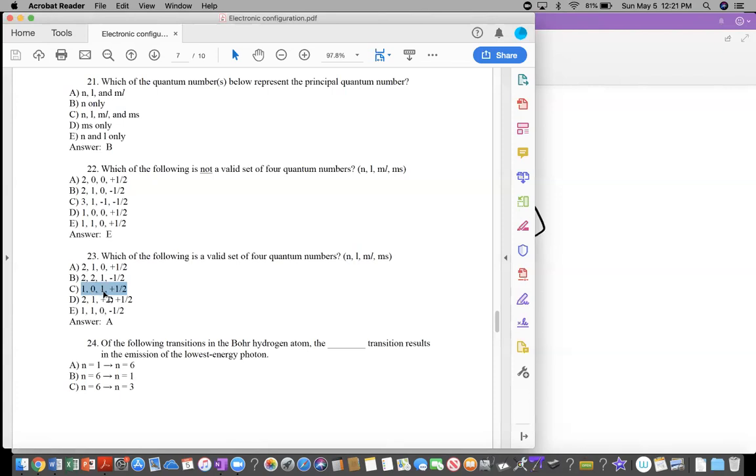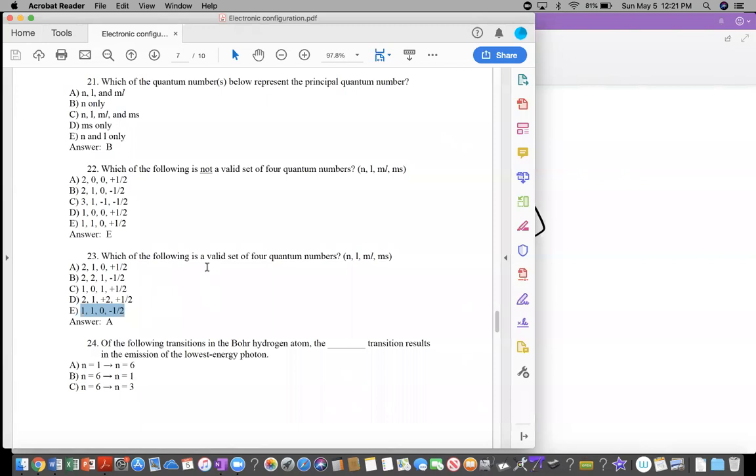Right? And then if you look at this one, 2, 1, plus 2, what is wrong with this one? Same thing. Yeah, 2, 1 is possible, but this plus 2 is not possible. The range for ML is negative 1 to plus 1. So this plus 2 is not possible. And if you look at this one, what's wrong with this one? L. This is 1, and so this should be 0. This cannot be 1. So they're always going to be the same. If the first one's 1, then it'll be 0, 0. It has to be 0, 0. There's no other option.